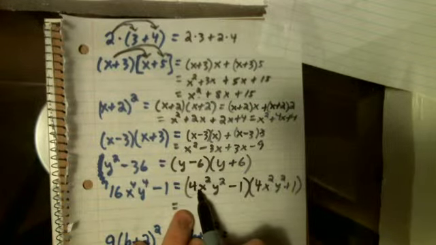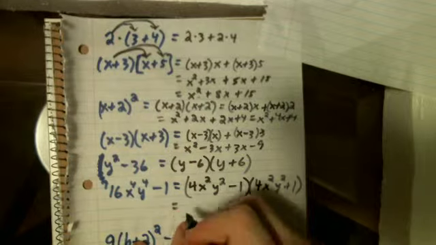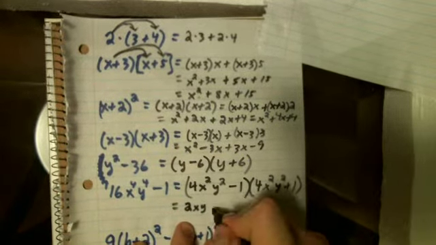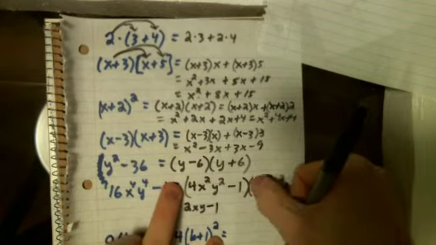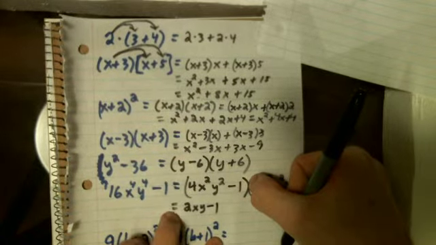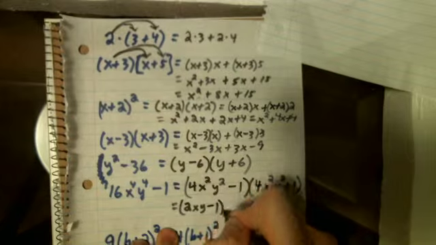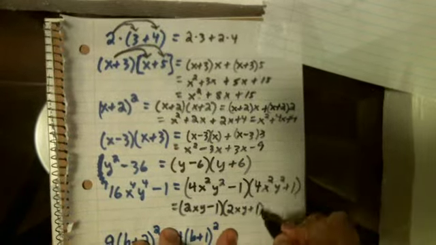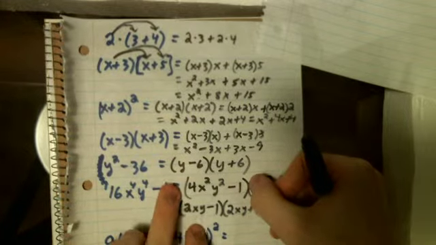So I can take the square root of 4x squared y squared and say that's 2xy. I can take the square root of 1 and say that's 1. So I can split up this first parenthesis here into 2xy minus 1 times 2xy plus 1. So I can keep factoring.